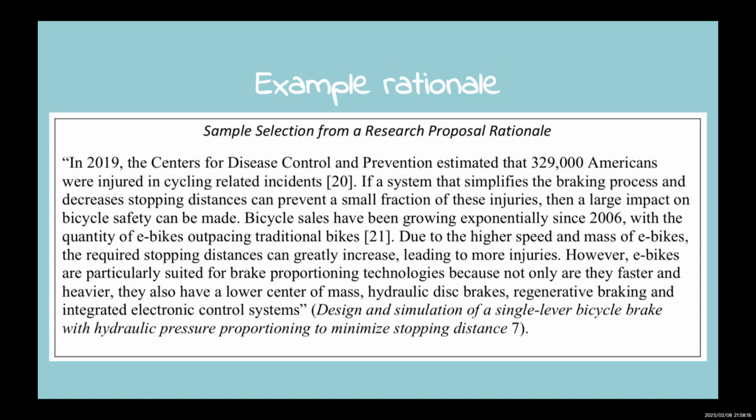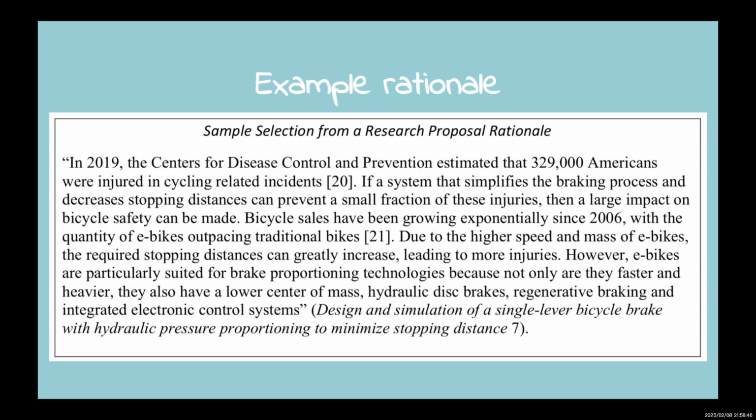When you look at the first sentence, it's obviously in the description part. It described a statistic. It said in 2019, the Centers for Disease Control and Prevention estimated that 329,000 Americans were injured in cycling-related incidents. This is a fact. Just by reading it, you can't understand how it might relate to anyone's research or anything at all, because it's just a fact that stands alone.